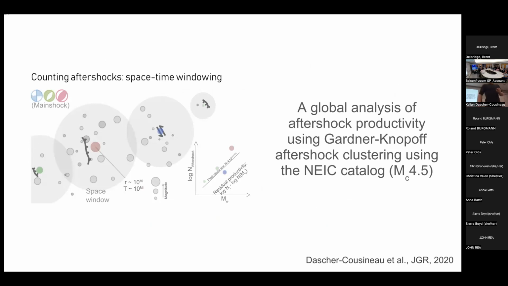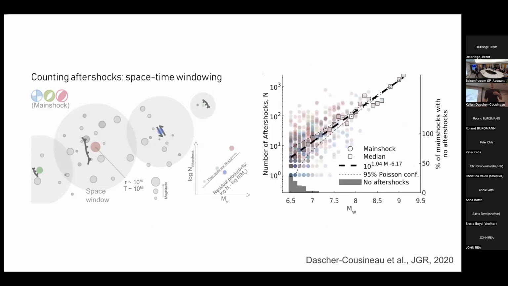The result of this analysis is a pretty well-known scaling relationship between the number of aftershocks and the size of the region. You'll see that it describes the data pretty well. If we just look at the median size of events per bin, we see that this relationship fits these events quite well, shown here by the square markers.